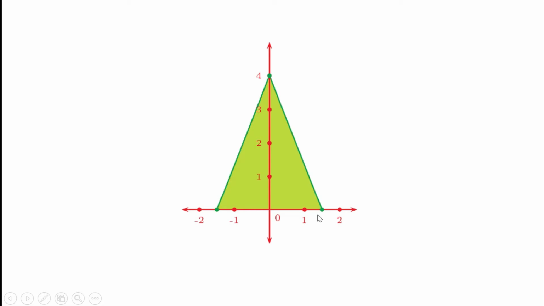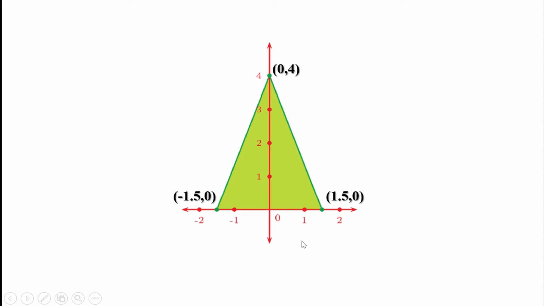Since the base is 3 and this is the midpoint, this distance is 1.5 units. That is, this point is 1.5 units to the right of this center point. Therefore, the coordinates of this point are (1.5, 0). Similarly, this point is 1.5 units to the left of this point. Therefore, the coordinates are (-1.5, 0). This third vertex is on the same line but 4 units above the middle point. Therefore, the coordinates are (0, 4). So, we can see the coordinates can be decimals and fractions also.